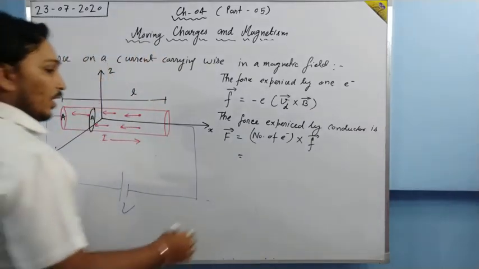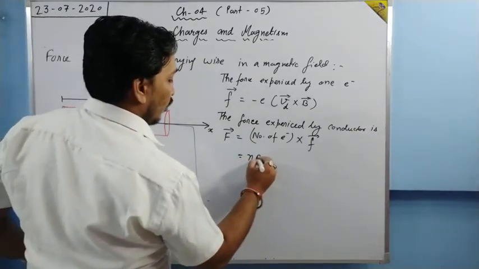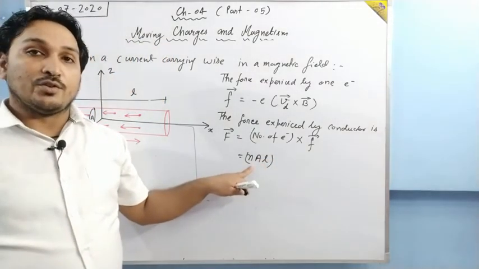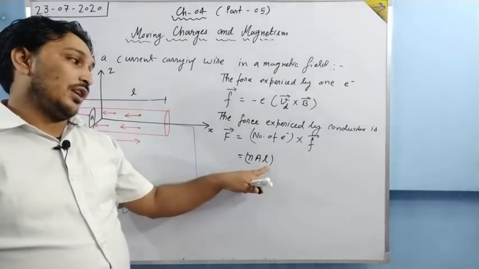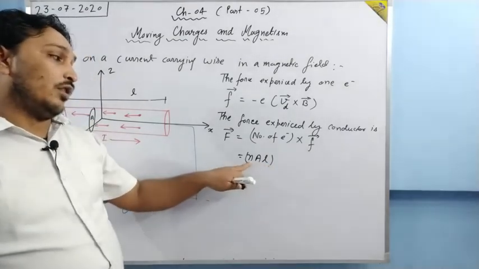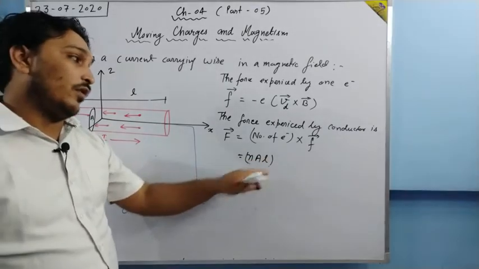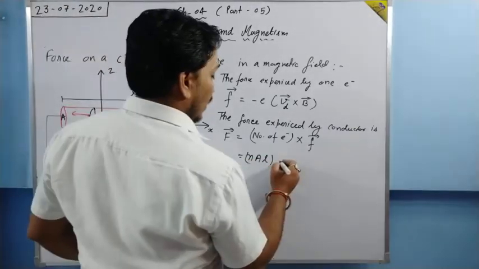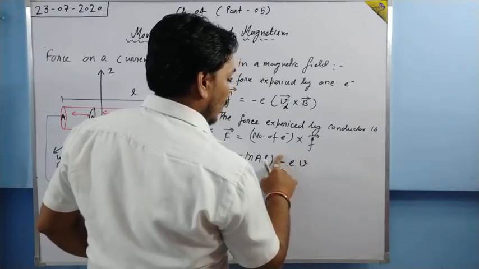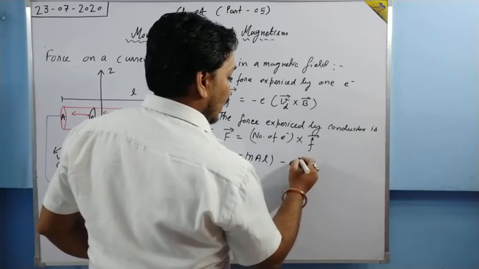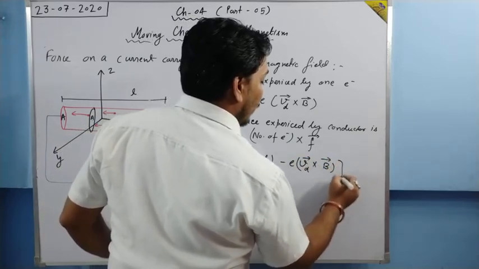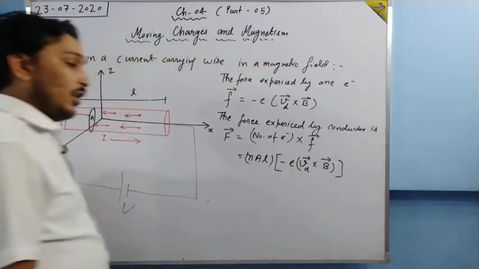If we take the number density as n, then the number of electrons is n into A into L. N is the number density, the number of electrons per unit volume. A is the cross section, L is the length; area of cross section multiplied by length becomes the volume. Volume multiplied by the number of electrons per unit volume gives the number of electrons. Multiply with minus e, Vd vector cross B vector. This is how this is multiplied.